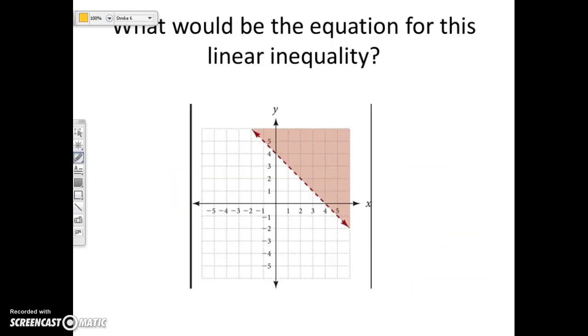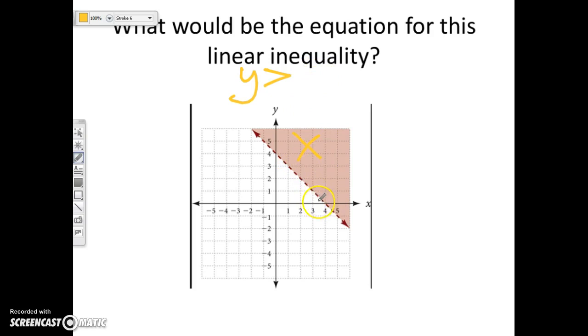All right. What would be the equation for this linear inequality? First of all, notice that the line is dotted. We are going to have something that is less than or greater than, but not equal to. Also note that the shaded area is above the line. That means y is going to be greater than.